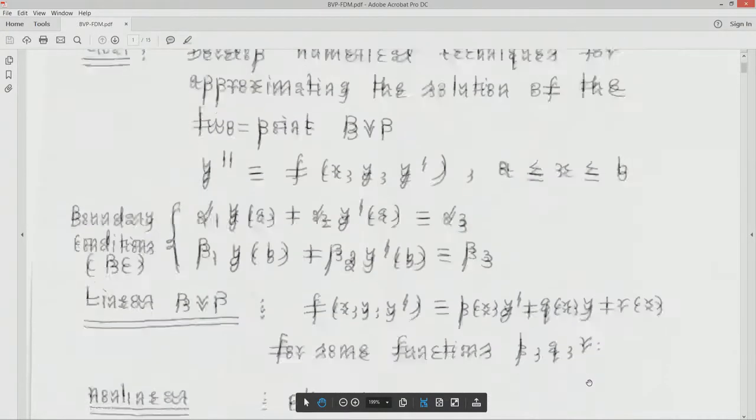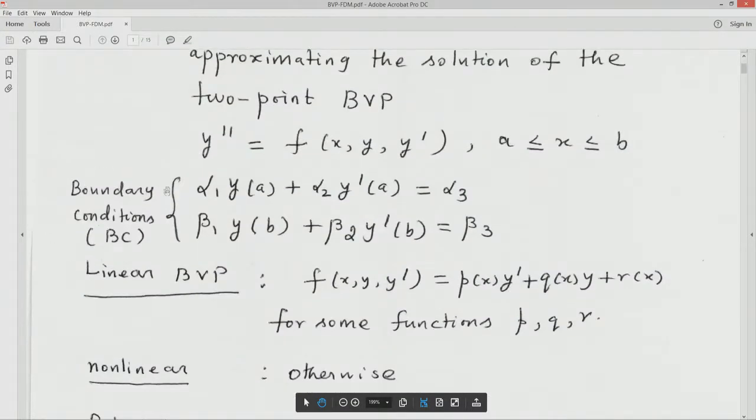boundary conditions, namely the boundary conditions are of the form alpha 1 y at a plus alpha 2 into y prime at a is alpha 3, beta 1 y at b plus beta 2 y prime at b equal to beta 3. Here alpha 1, alpha 2, alpha 3, beta 1, beta 2, beta 3 are constants which are known to us because the boundary conditions are prescribed.